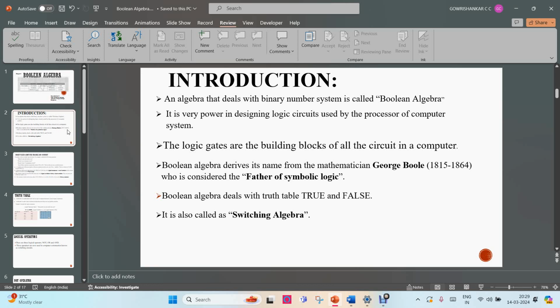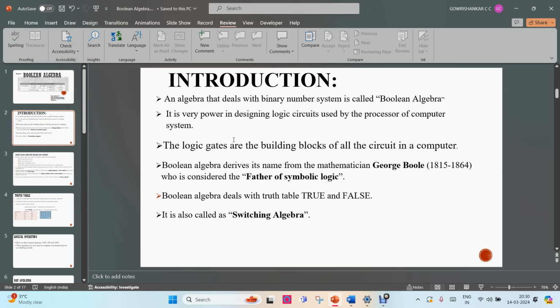And why is this concept used in computers? It is very powerful for designing logic circuits used in computer systems. Inside the computer there is a logical circuit. To design the logical circuit, we use the Boolean algebra concept. We must know Boolean algebra to design the logic circuit.